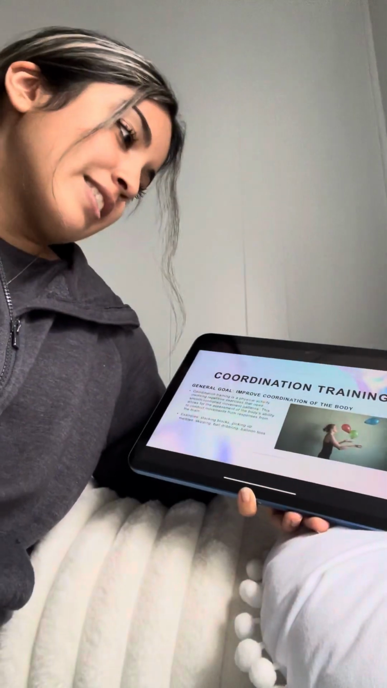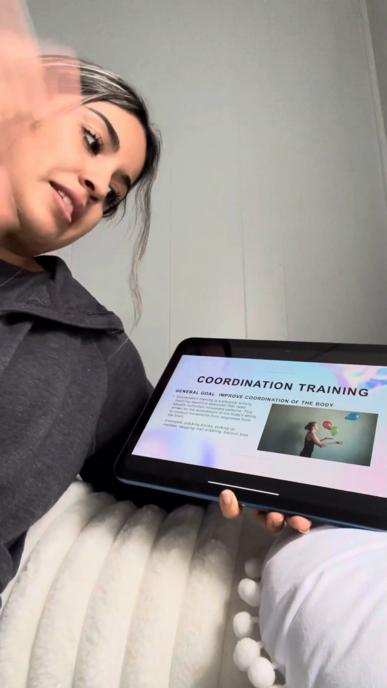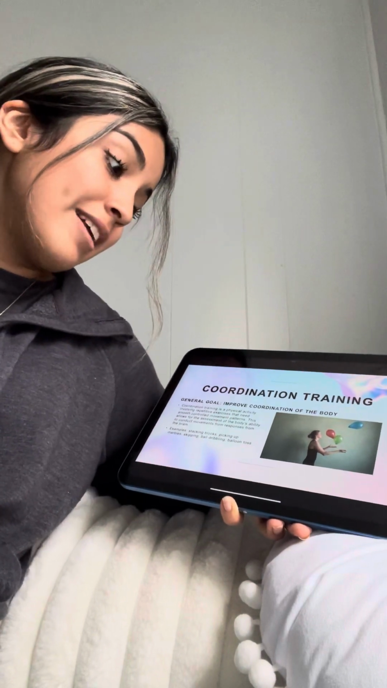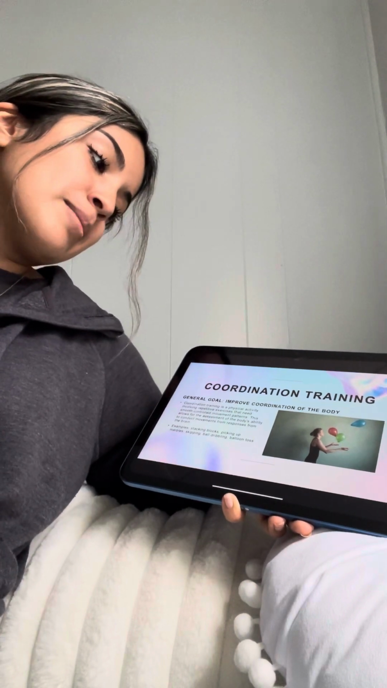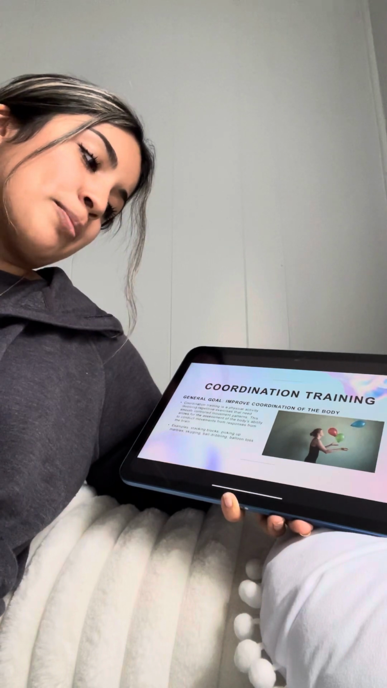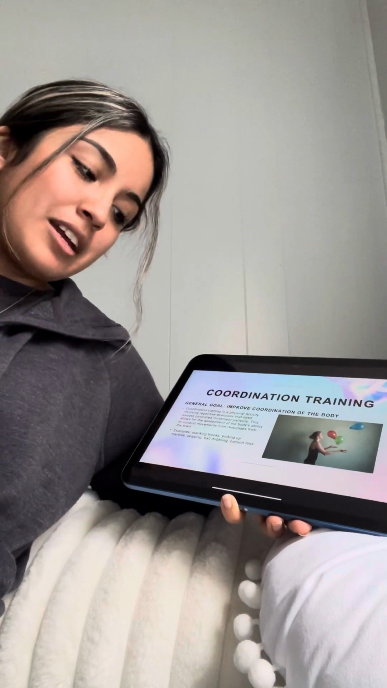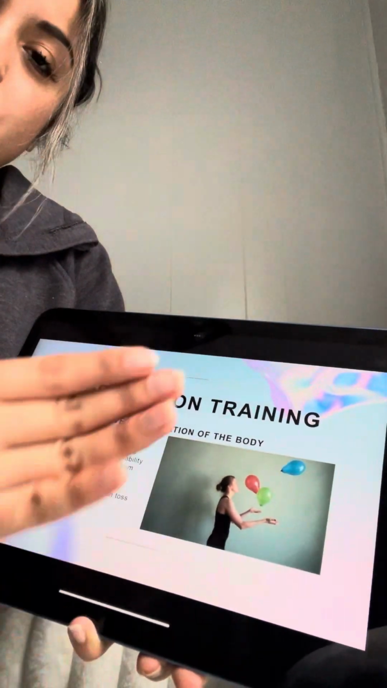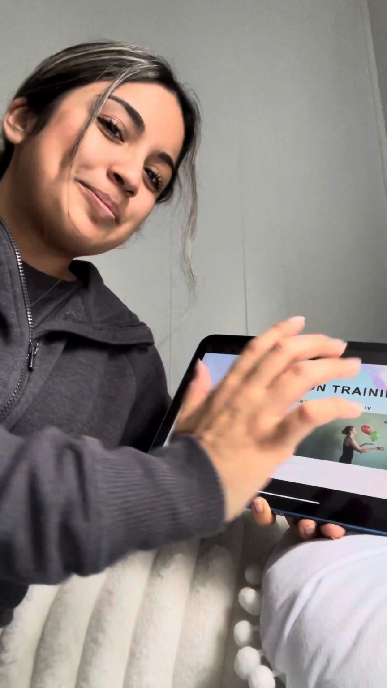Okay. So the next one is coordination training. The general goal that it covers is to improve coordination of the body. Coordination training refers to physical activities involving repetitive exercises that need smooth, controlled movement patterns. This allows for the assessment of the body's ability to conduct movements from responses from the brain. Examples of this are stacking blocks, picking up marbles, skipping, ball dribbling, and in the picture here we see a woman doing a balloon toss, and that is an example of coordination training.